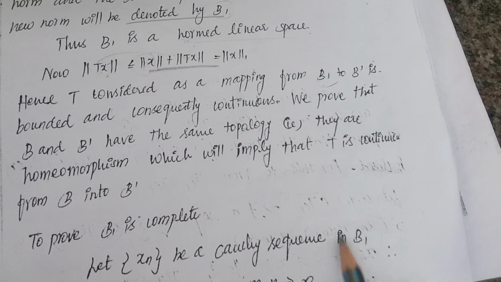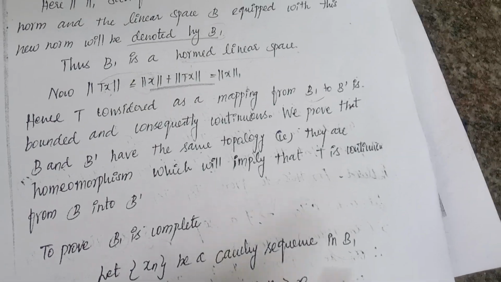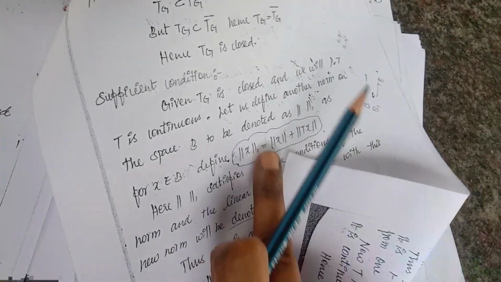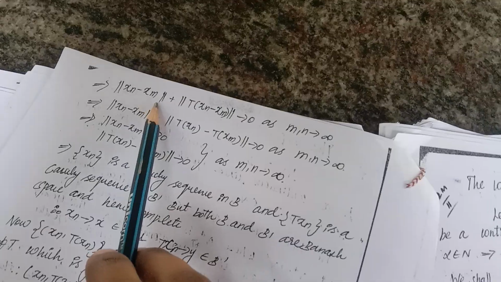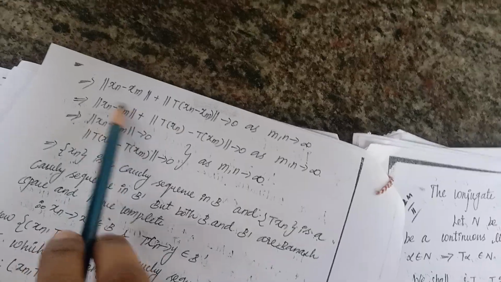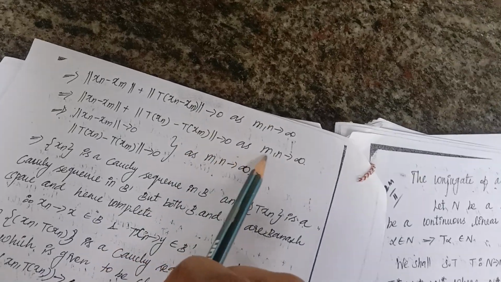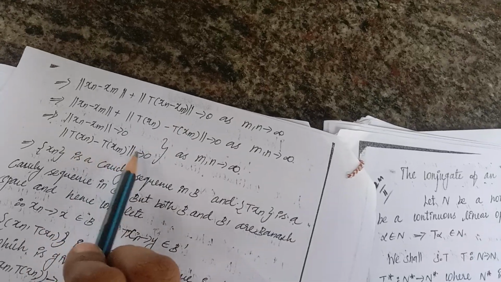So let Xn be a Cauchy sequence in B1. So norm Xn minus Xm tends to 0 as m, n tends to infinity. The new norm can be written as norm x plus norm T of x. So norm of Xn minus Xm plus norm of T of Xn minus T of Xm tends to 0 as m, n tends to infinity. This norm Xn minus Xm tends to 0, and this T of Xn minus T of Xm also tends to 0.